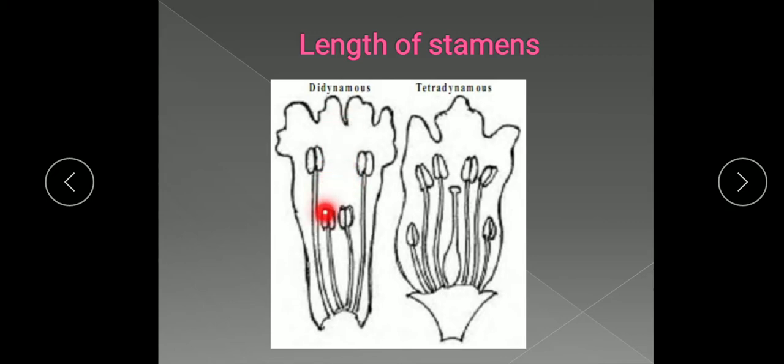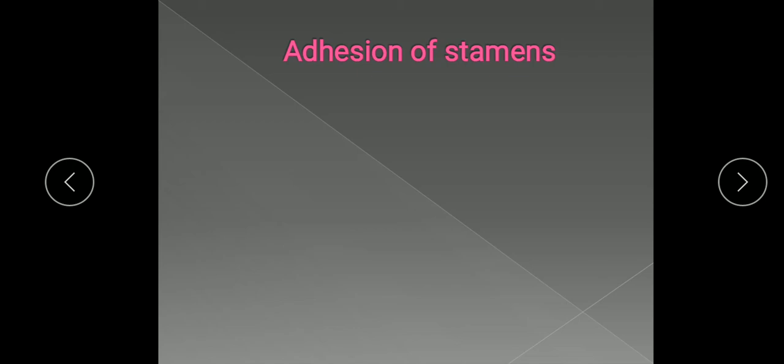Here there are 4 stamens, 2 short and 2 long. You just see 2 short and 2 long. And the tetradynamous condition, where an androecium of 6 stamens with inner 4 long, 1, 2, 3 and 4. These 4 are long and the outer 2 are short. So this is the length of stamens.